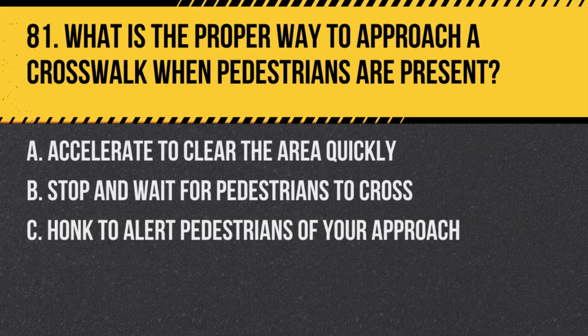Question 81. What is the proper way to approach a crosswalk when pedestrians are present? A. Accelerate to clear the area quickly. B. Stop and wait for pedestrians to cross. C. Honk to alert pedestrians of your approach. Answer: B. Stop and wait for pedestrians to cross. It's important to always yield to pedestrians at crosswalks to ensure their safety.